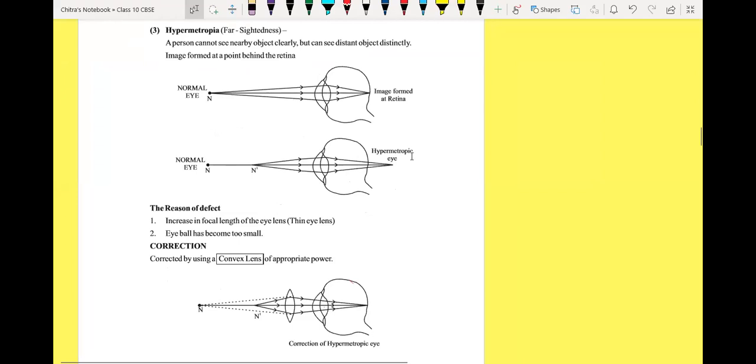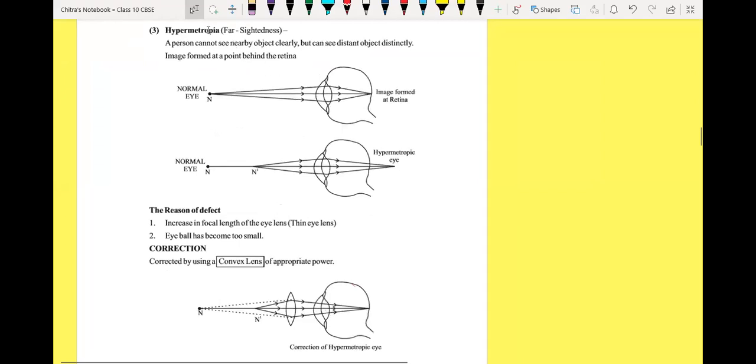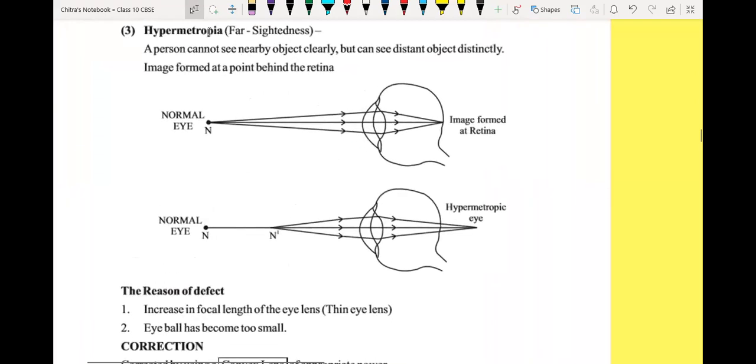Now, the third defect is called hypermetropia. Hypermetropia is just the opposite of myopia. It is called farsightedness. Farsightedness means a person cannot see nearby objects but can see distant objects distinctly, meaning clearly. This defect is called hypermetropia.